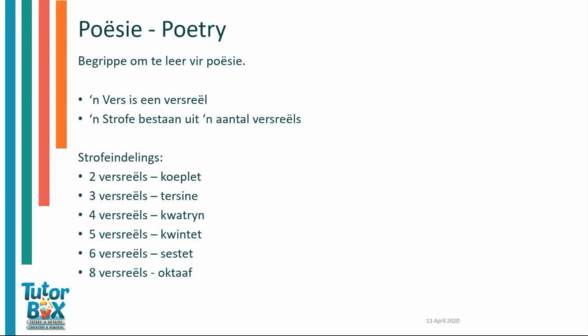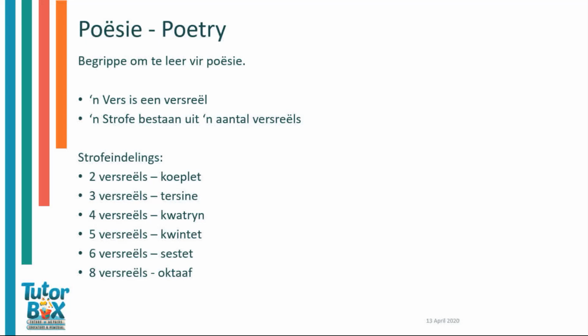Okay, so now we're going to poetry. Here are a few things that you have to know about poetry. The first one: 'n vers is een versreël. So a vers is just one little sentence in a poem. Then, 'n strofe bestaan uit 'n aantal versreëls. So this is more like a paragraph. It has a lot of versreëls. Then, this is what you call them.